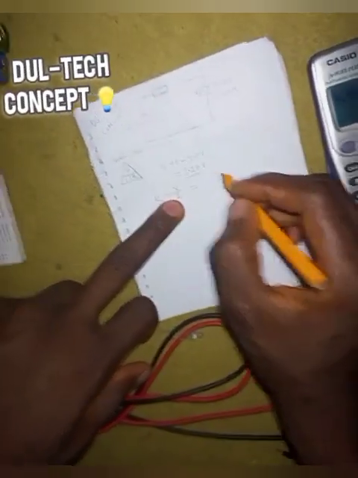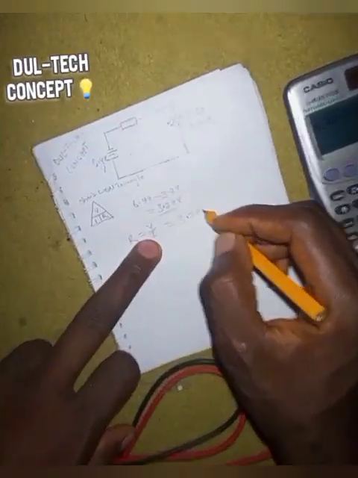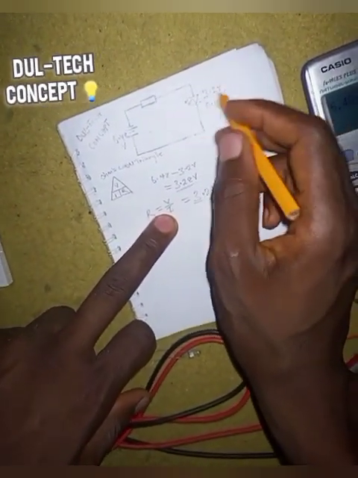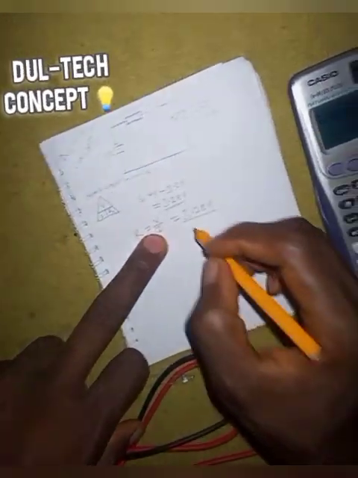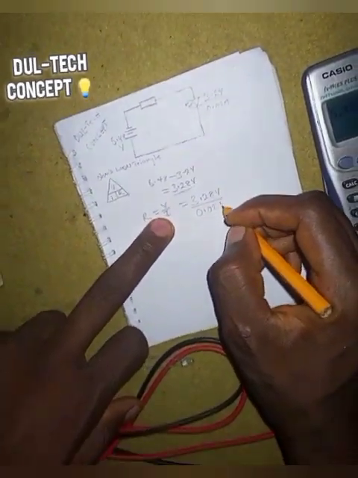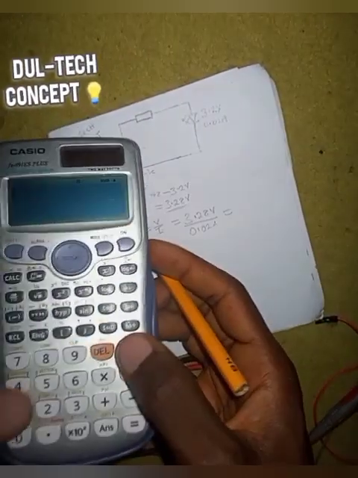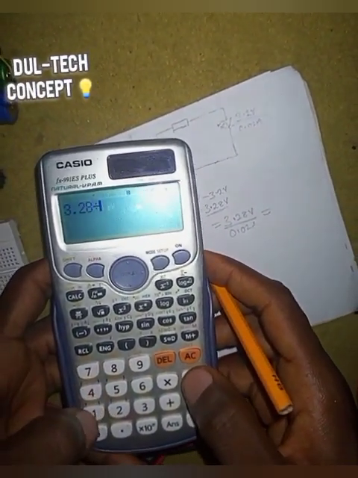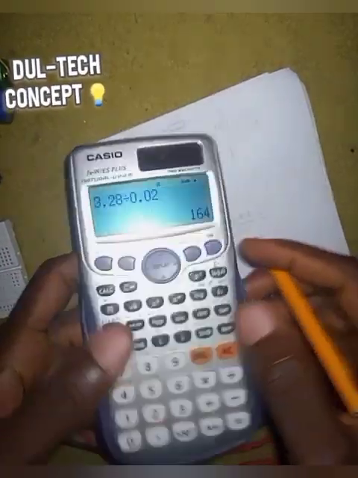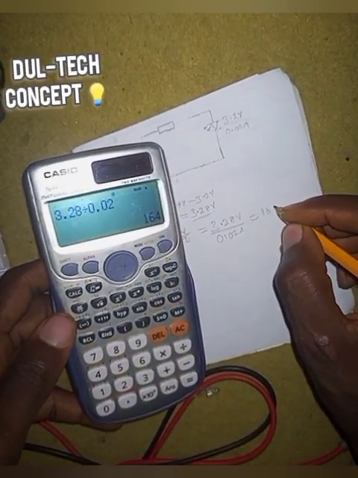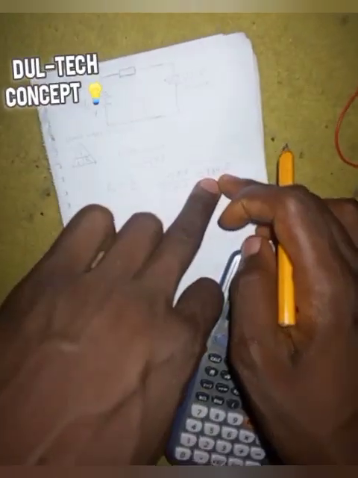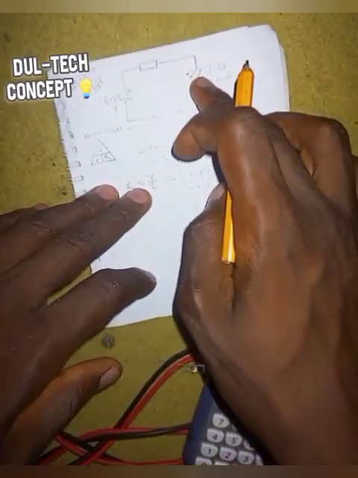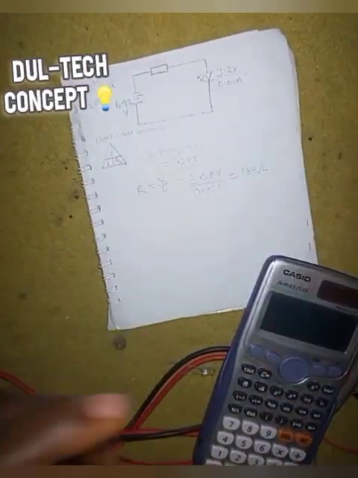So this is what we have here. Our voltage happens to be 3.28 volts divided by the operating current of this LED, which is 0.02 amperes. So now we have 3.28 divided by 0.02, which happens to be 164 ohms. Now we need 164 ohms to power this LED effectively without getting damaged.